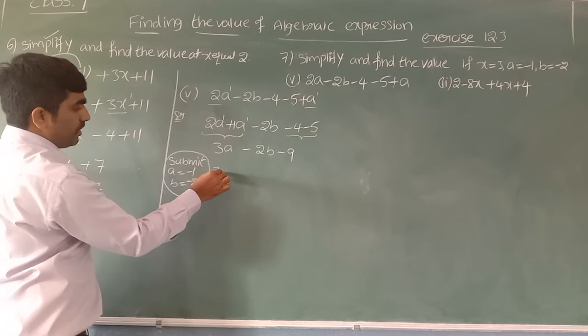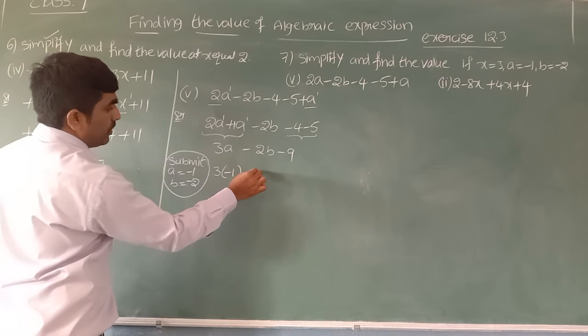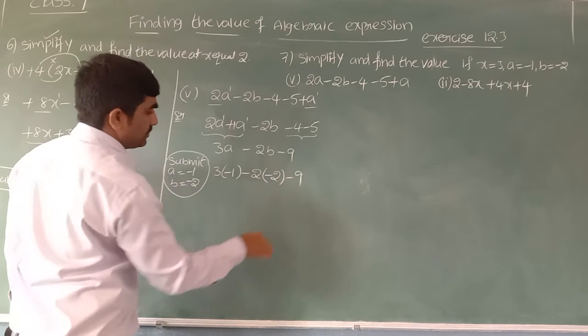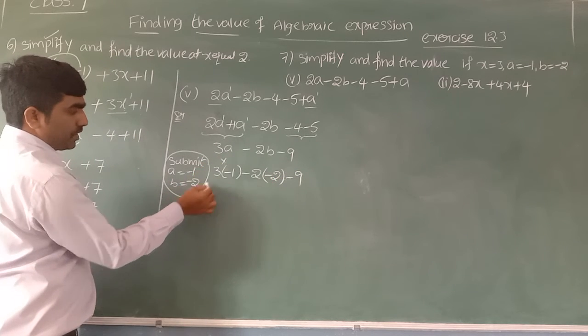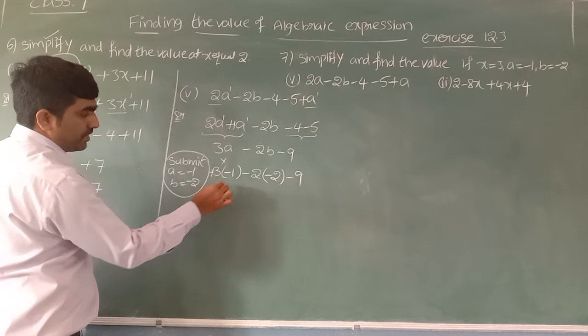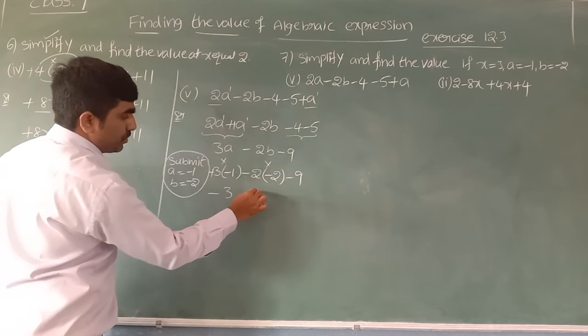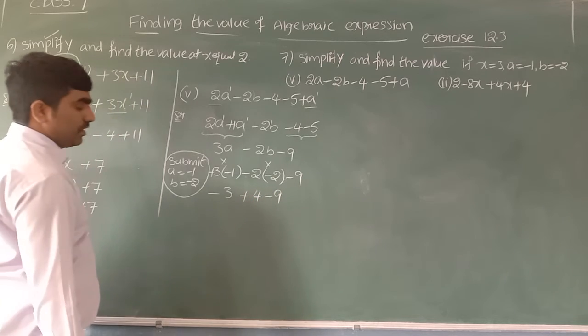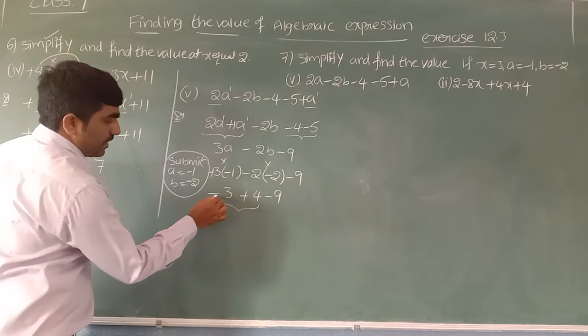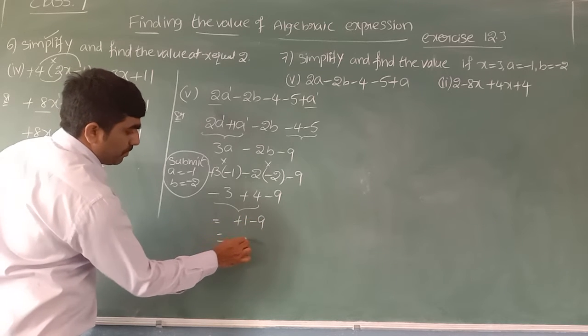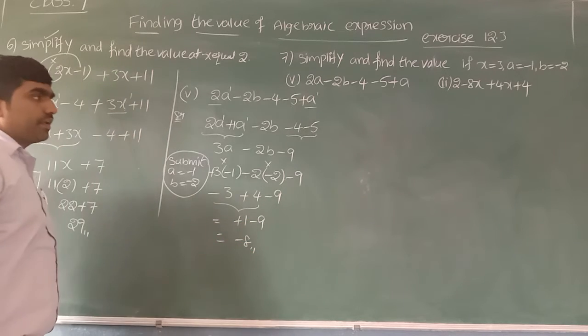3 in the place of a, minus 1 in bracket, minus 2 in the place of b, minus 2 in bracket, minus 9. Bracket means multiply: plus into minus, 3 ones are 3, so minus 3. Bracket means into minus: plus 2 twos are 4, minus 9. Now simplify: minus 3 plus 4 plus 1, minus 10. Again these both give us minus 8. Like that you can simplify.